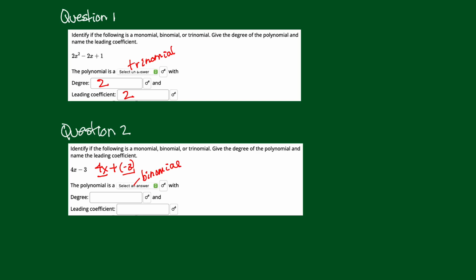Now, what about the degree? Well, the highest degree term here is just a 1, so 4x to the first. So this is degree 1, and the leading coefficient, that's a 4. That is the multiplier of the highest degree term.